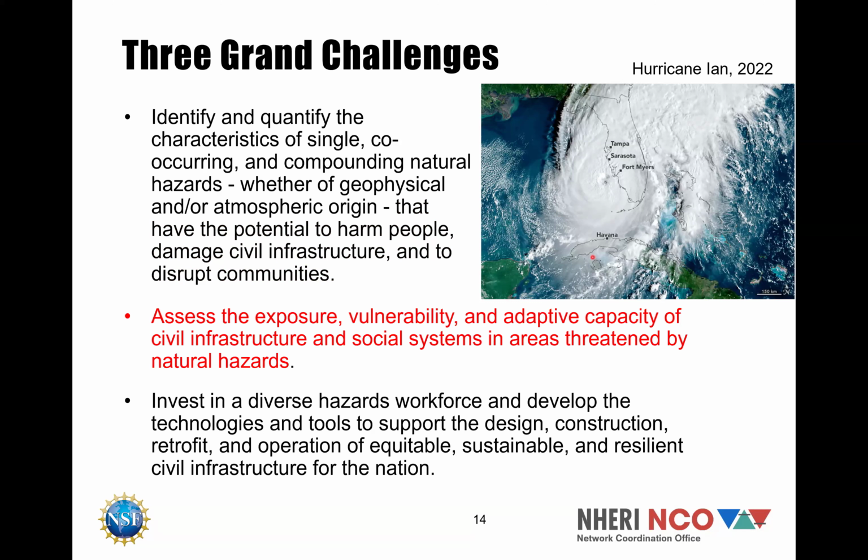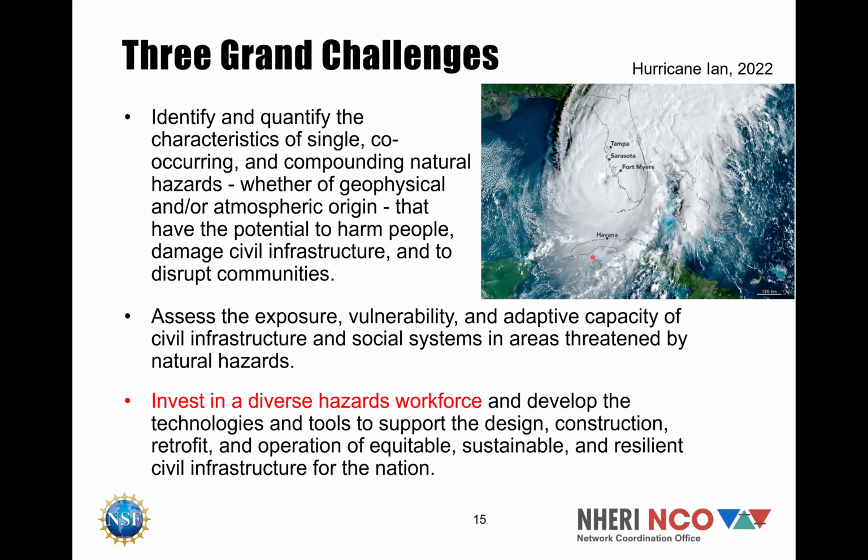The second is to assess the exposure, vulnerability, and adaptive capacity of civil infrastructure and social systems in areas threatened by these natural hazards. So how do we understand, and this is in a way something the social scientists can do almost independent of engineers, understanding how people respond, how they can better prepare, what their vulnerability is, how we can educate them on the threats, on the hazards that they face. That is the social science aspect. But for the engineers, we can work on maintaining and improving the infrastructure so that the communities aren't as disrupted by the event.